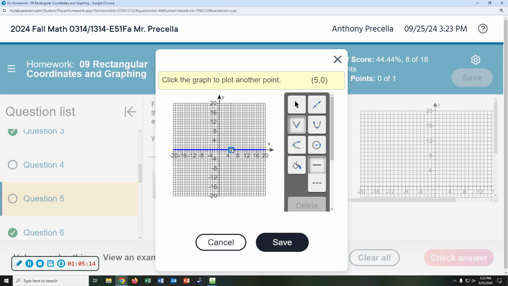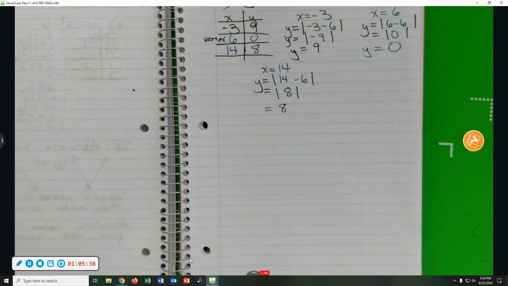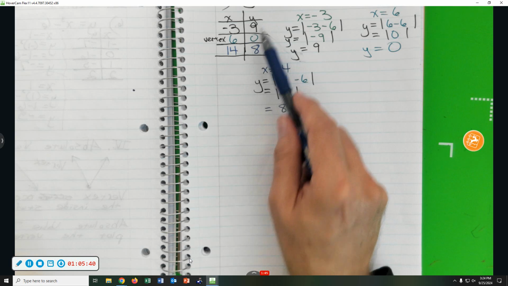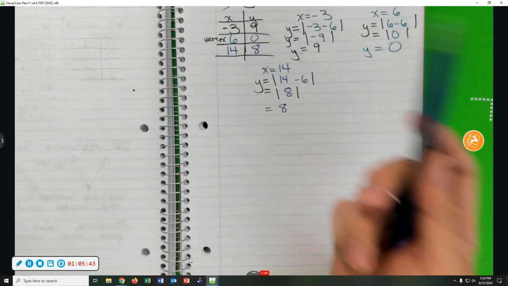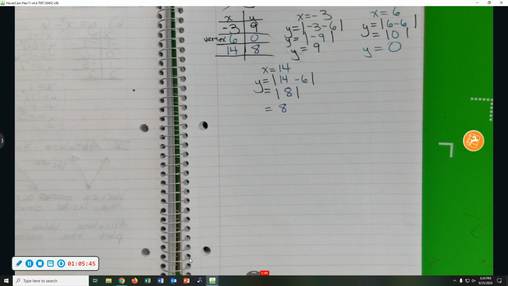Now look at what happens as you move the mouse around. We found 3 points, but I don't think we're going to need 3 points. I think it's using symmetry. Notice the right-hand side of the graph is going to be the mirror image of the left side. So it says, plot another point. Which point do y'all want to use? It makes no difference to me. Do y'all want to use -3, 9 or 14, 8? Doesn't matter to me. We just need one of them. They made us find 3 points, but we only need 2 points for the graphing tool.